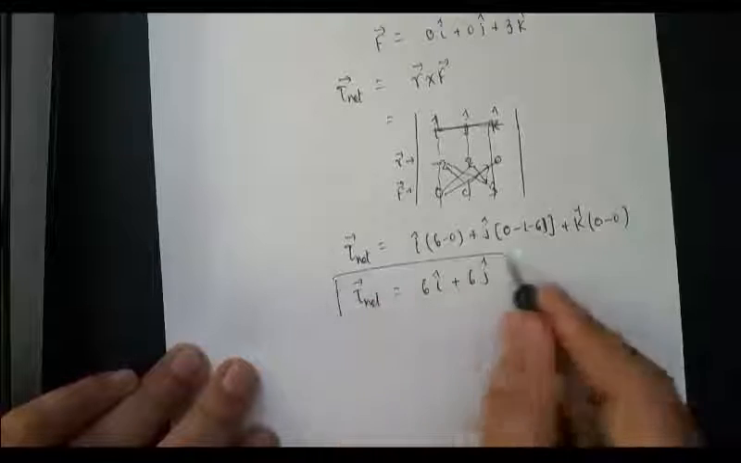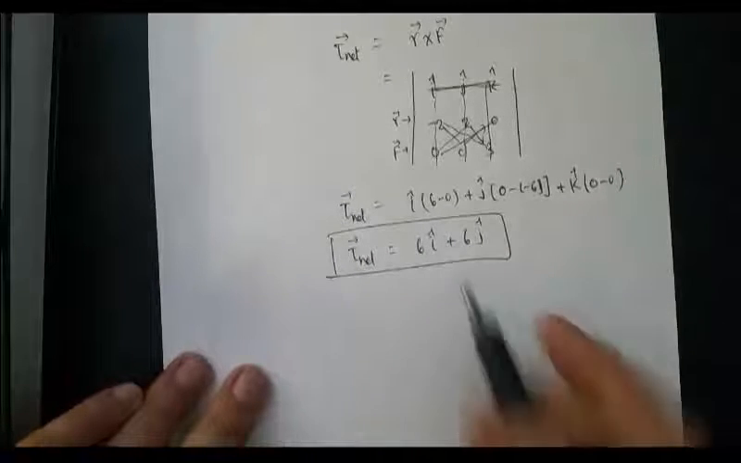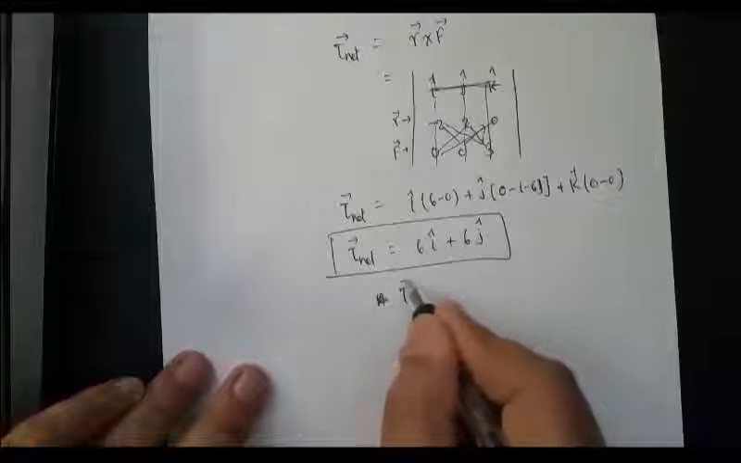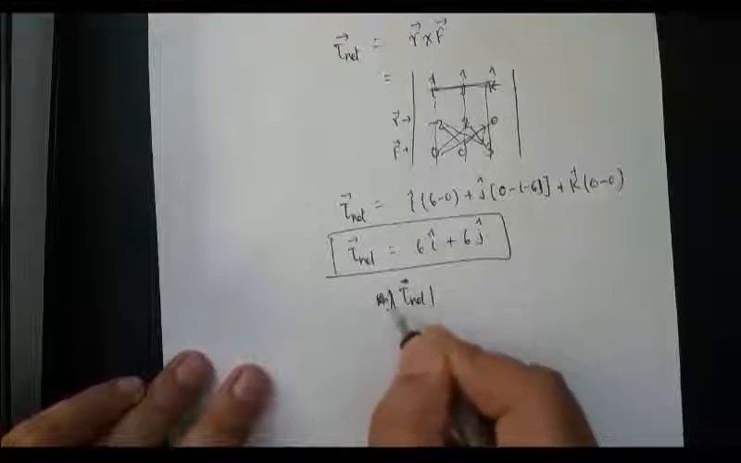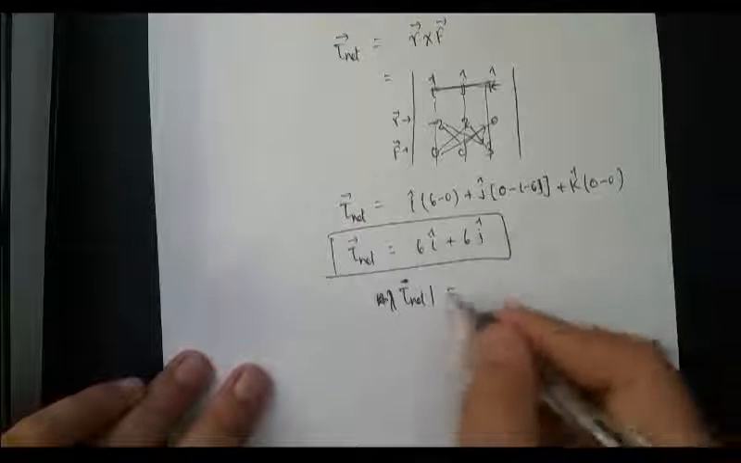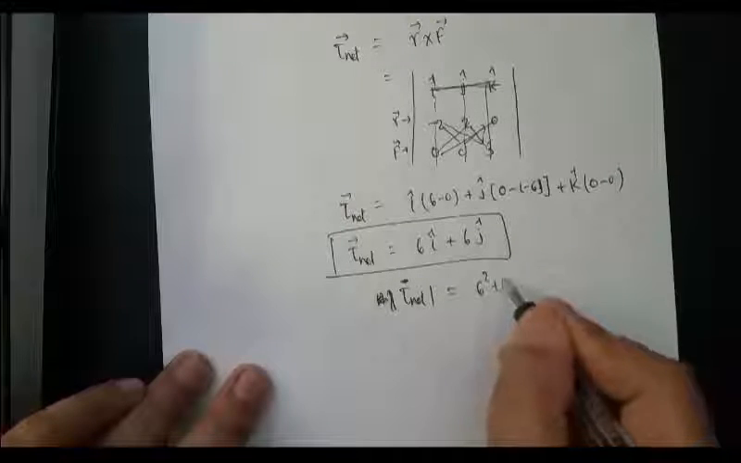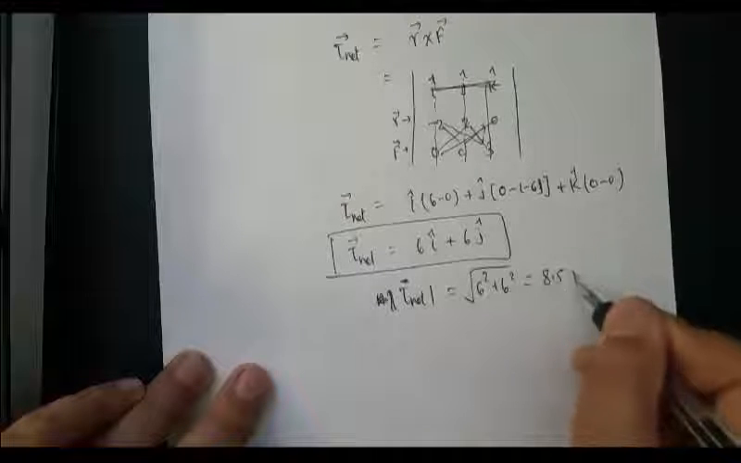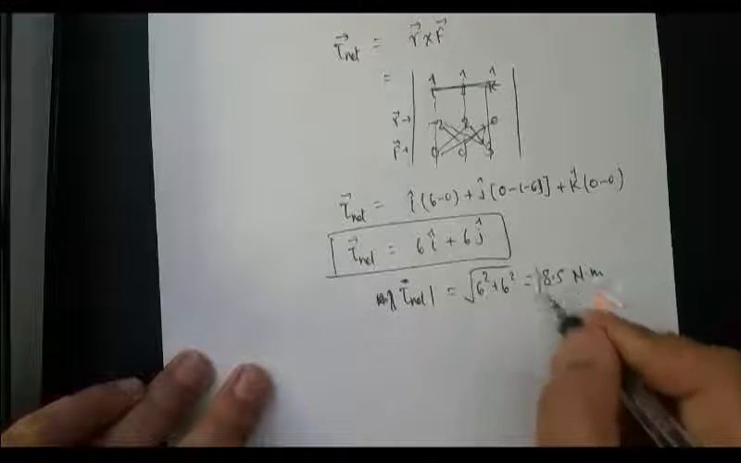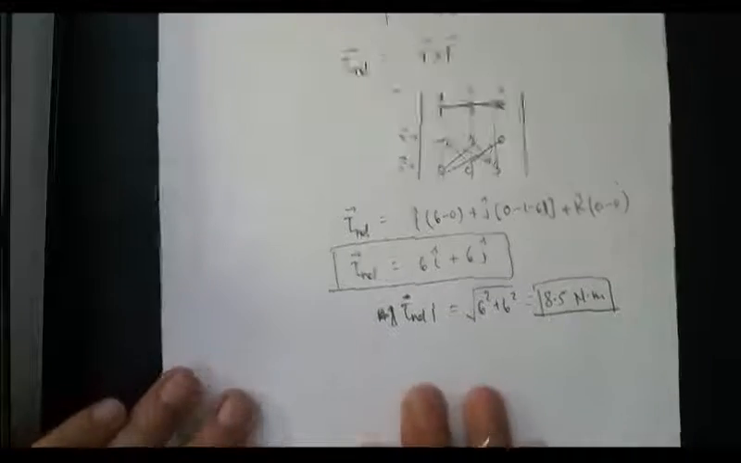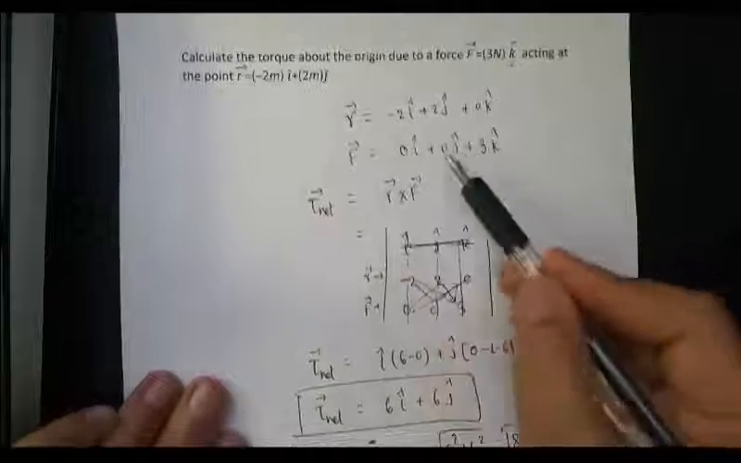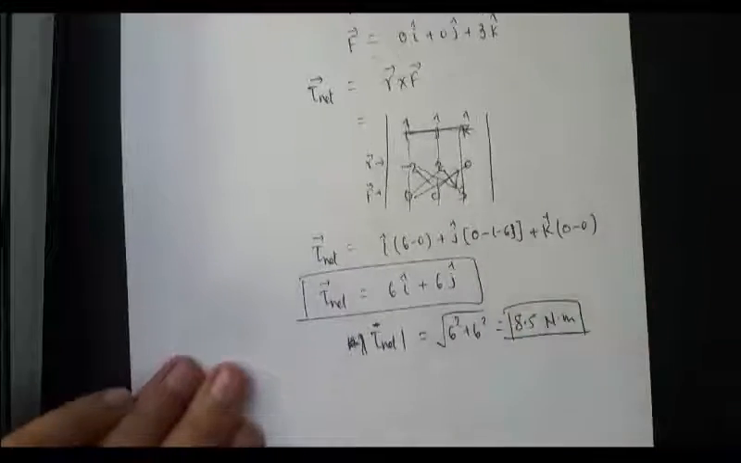That's your answer. If you want to find the magnitude of this torque, it's going to be 8.5 newton meters, which is the unit. So that's how it works: if R and F are given in component form in ijk, you can just use the determinant of R cross F.